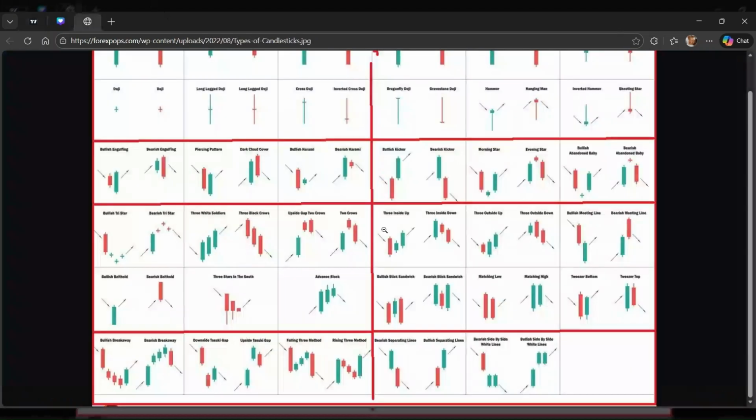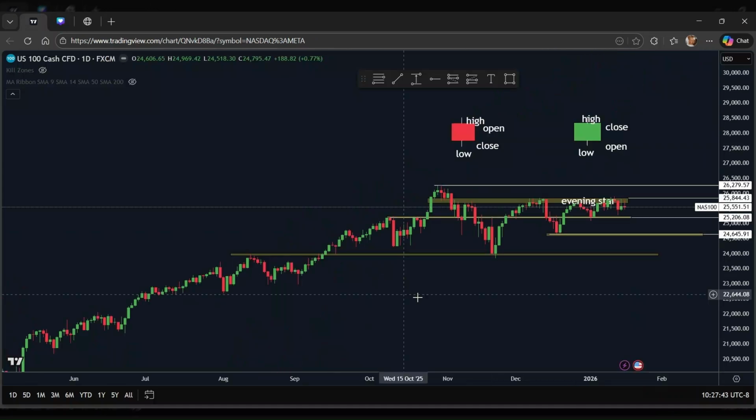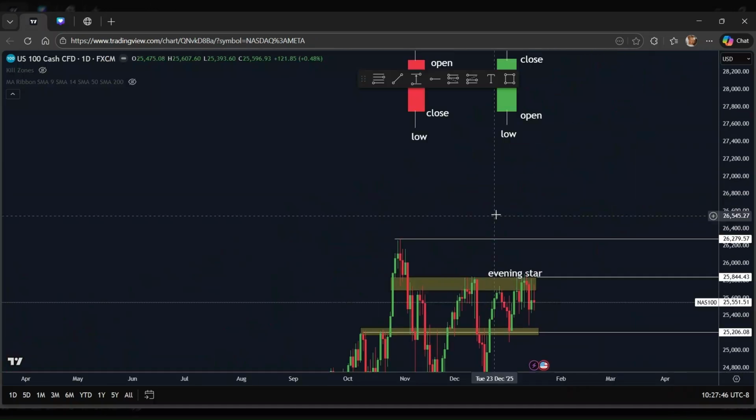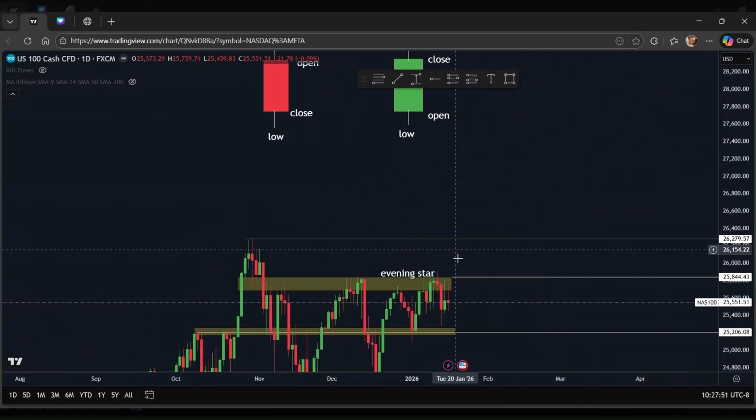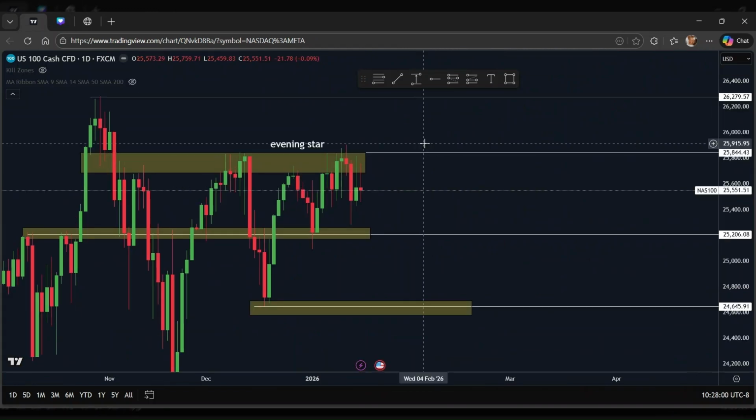I will have this PDF down in the description. Super helpful. If you can remember these and you see them happen in real time, it's going to pretty much help you predict the future. I really love using candlesticks, especially with support and resistance, and even with moving averages. The more confluences you have, the higher likelihood that you are going to make money by predicting price correctly.